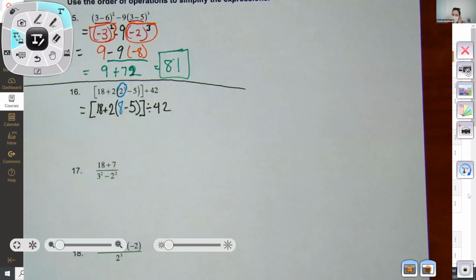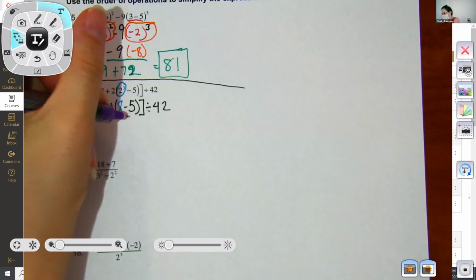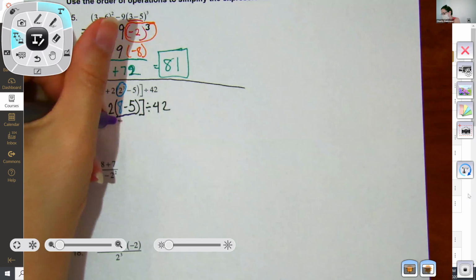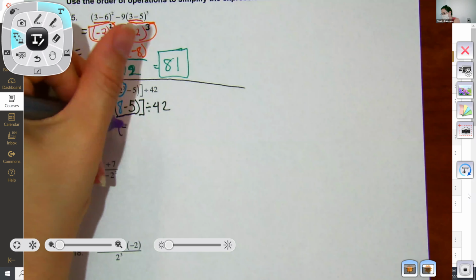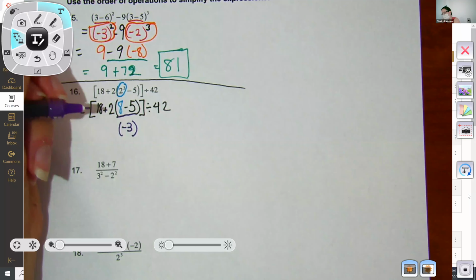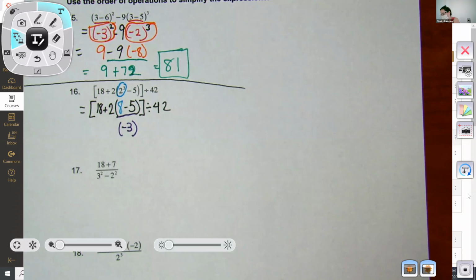Now I still need to do the innermost set of parentheses. The brackets are just like another set of parentheses. There's no different meaning for brackets. They just wanted to distinguish them from the parentheses, but basically it's the same thing. So next I'm going to finish off this parentheses by doing 8 minus 5, which equals -3. Keep that in parentheses and bring everything else down.